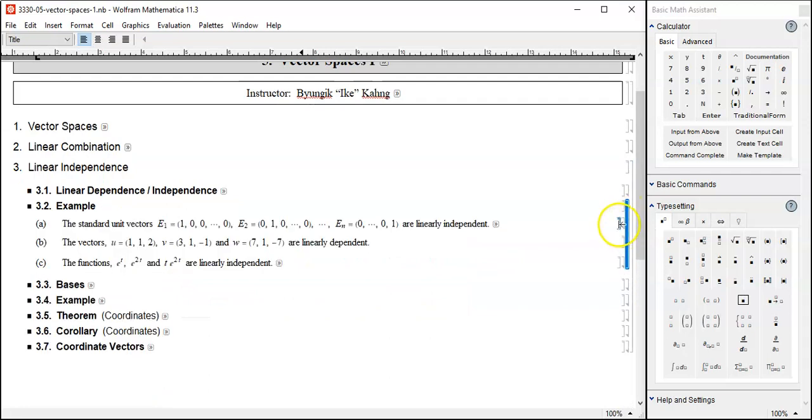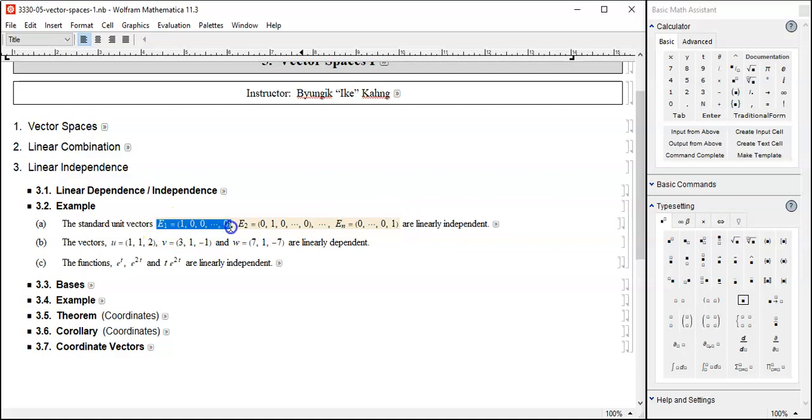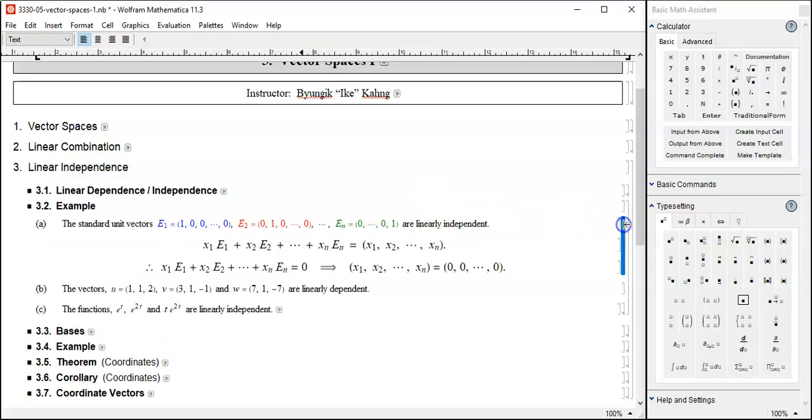Example. Okay, let's consider some standard unit vectors. 1, 0, 0, 0, 0, 0, those kind of thing. And then only the second component is 1, otherwise all 0. And then third, fourth, fifth, all the way to the last one. These are linearly independent.